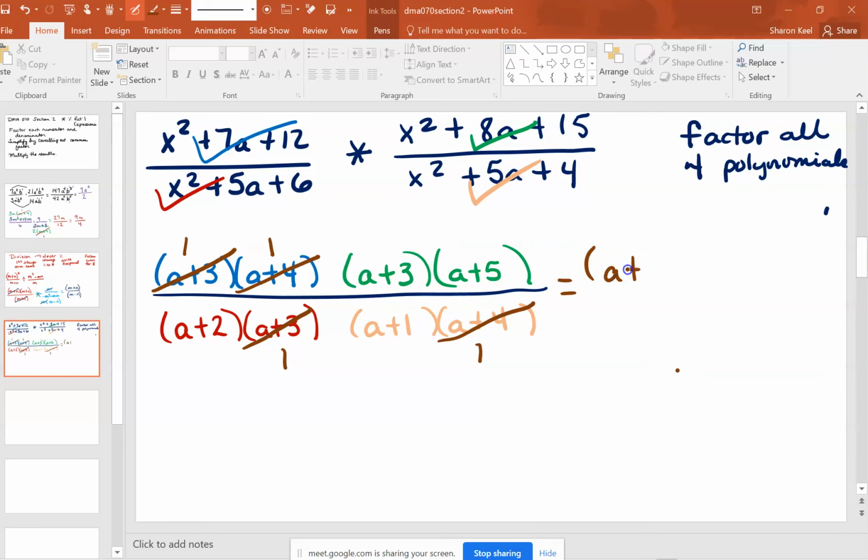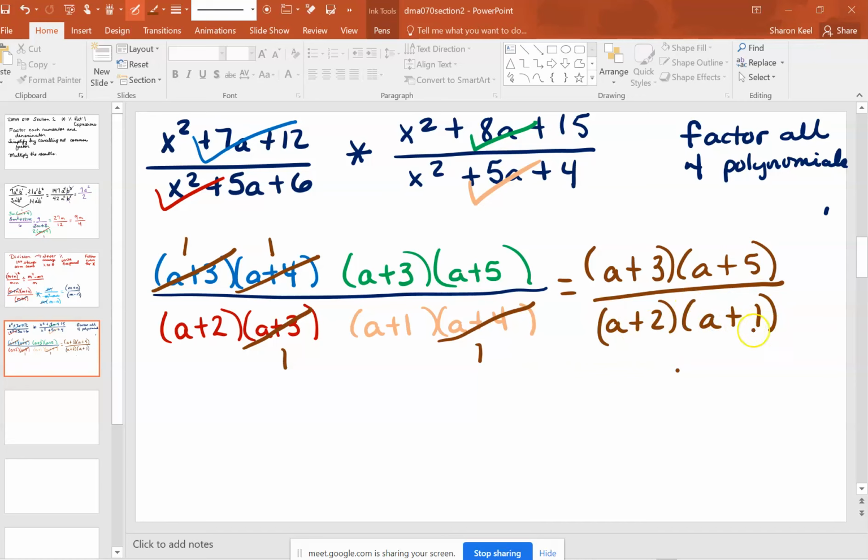So you can leave your answer as a plus 3 times a plus 5. And in the denominator, your a plus 2 and your a plus 1. The order does not matter which of these was first or second, same thing here. It just has to be the same in either the numerator or the denominator. So section 2 is pretty much factor and then simplify.